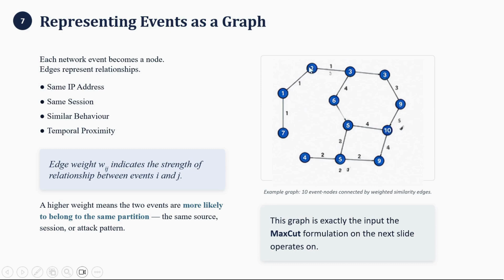A stronger relationship receives a larger weight, as we want the optimization algorithm to pay more attention to it, and the ones with lower weights would often be ignored by the optimization algorithm. Once this graph is constructed, the cybersecurity problem has become a graph partitioning problem. And this graph is exactly the input to the max cut formulation, which we will be seeing on the next slide.